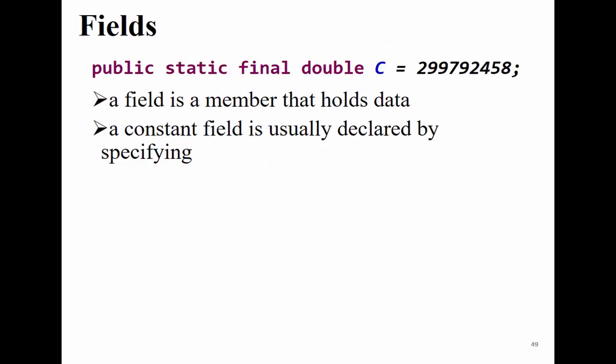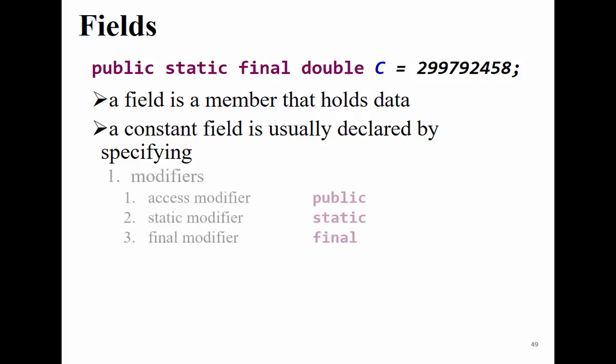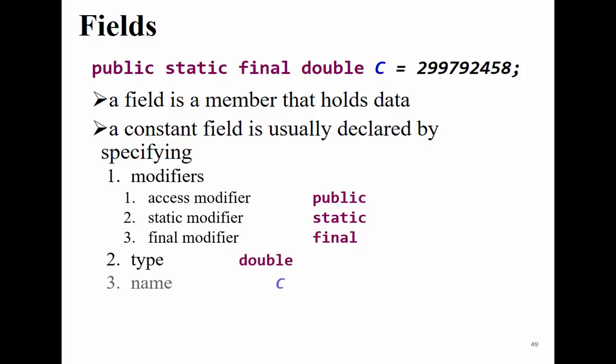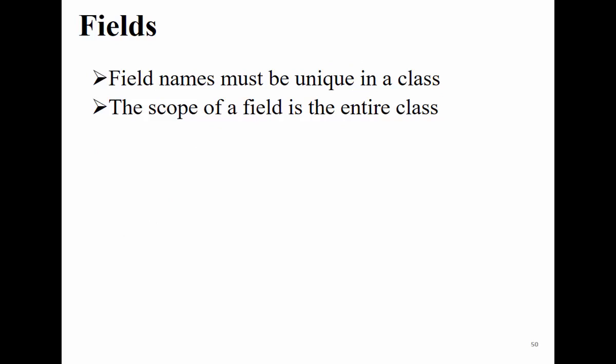Now, the field, we define it as static. That means all the members will have the same value, and they are constant. You can see the modifiers. Access is public. Everybody can access it. It's a static modifier, and it's final. No one can change it. And its type is double, and the name is c. The value is the light speed. So the name must be unique per class. The scope of the field is the entire class.